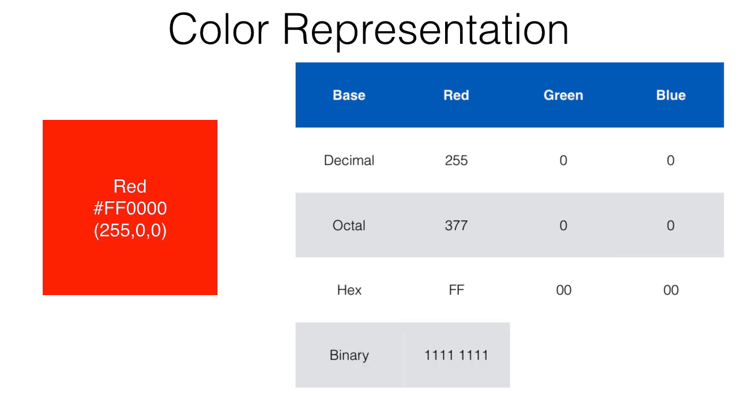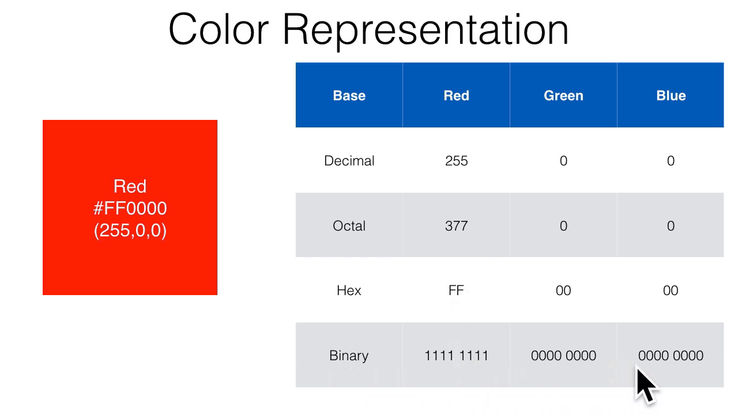For binary, it breaks out to all ones in the byte for red, all zeros for green, and all zeros for blue. Now, let's just stop right here. We've been dealing a lot with data representations, and this one table shows you all the representations. I'm hoping by now you're understanding what the impetus is here, that this 255 is the same as 377 in octal, the same as FF in hex, and all of these are representations of this binary.